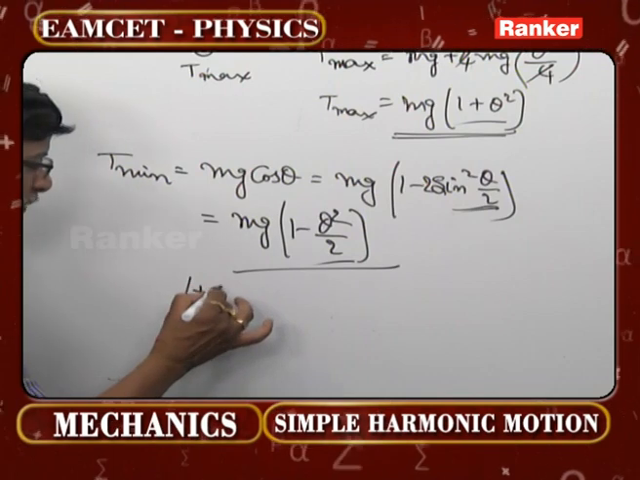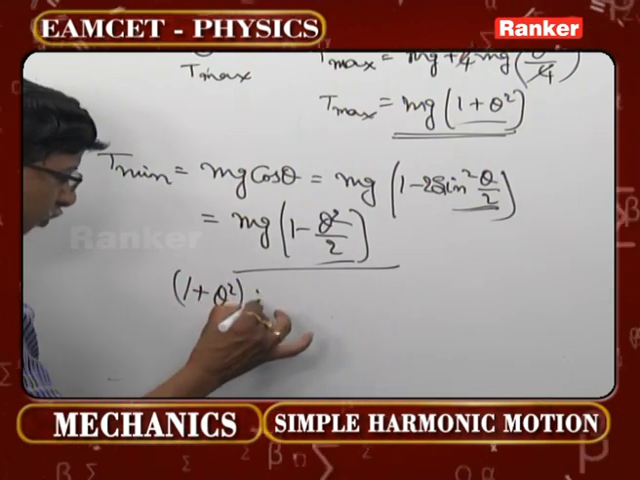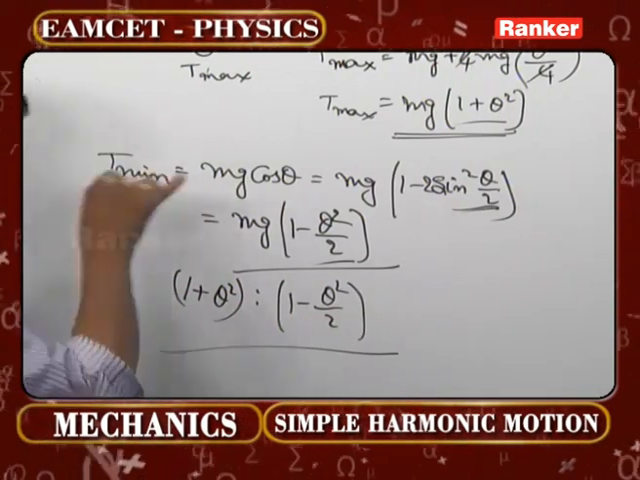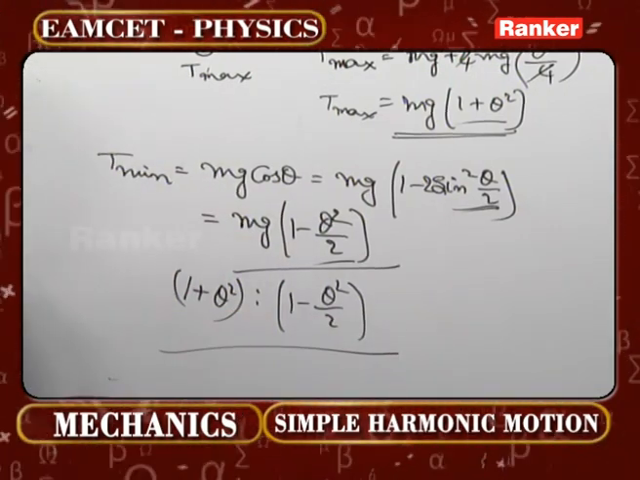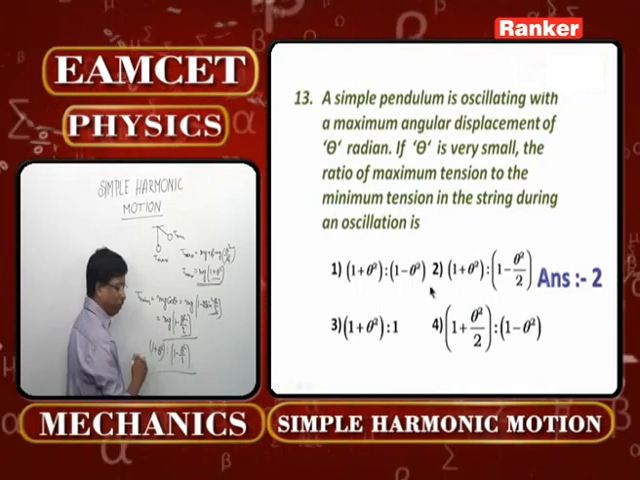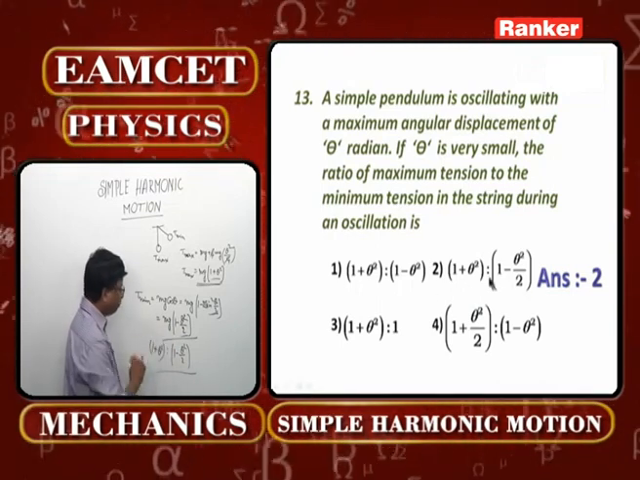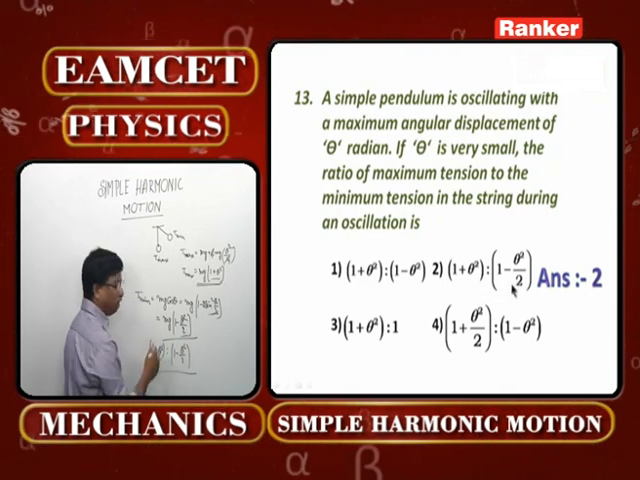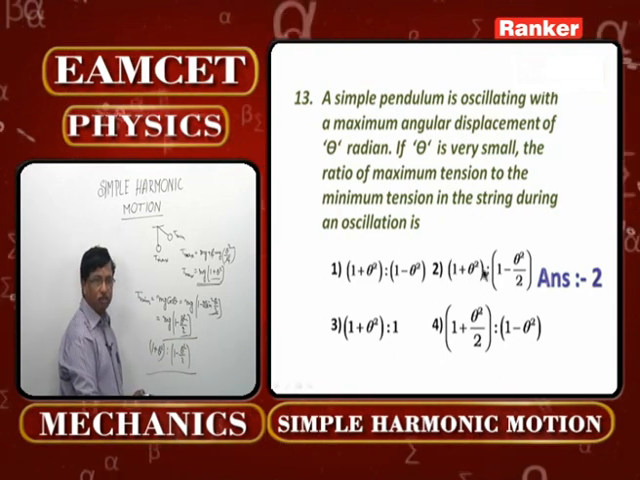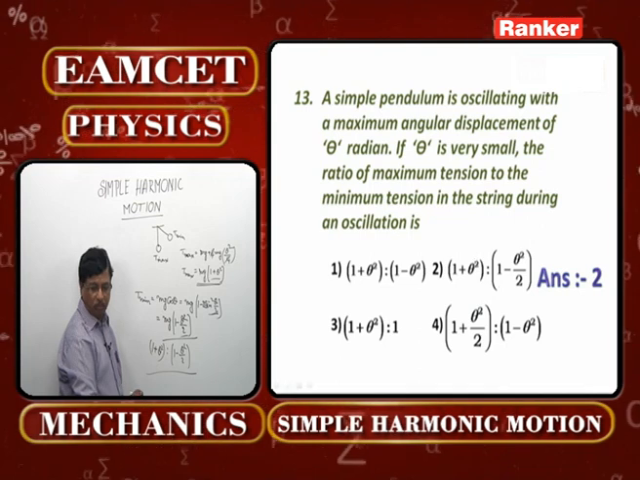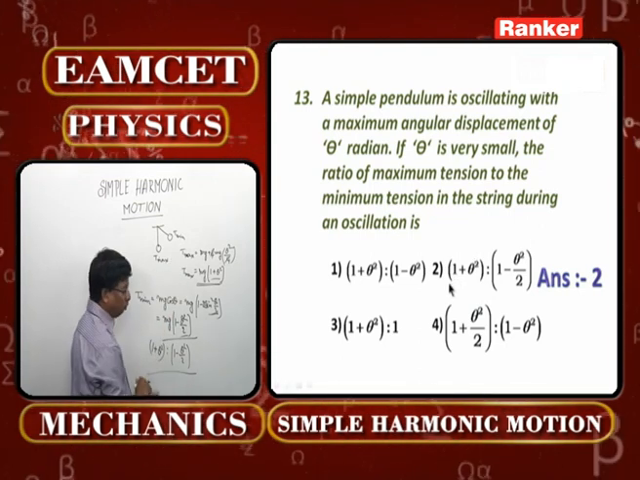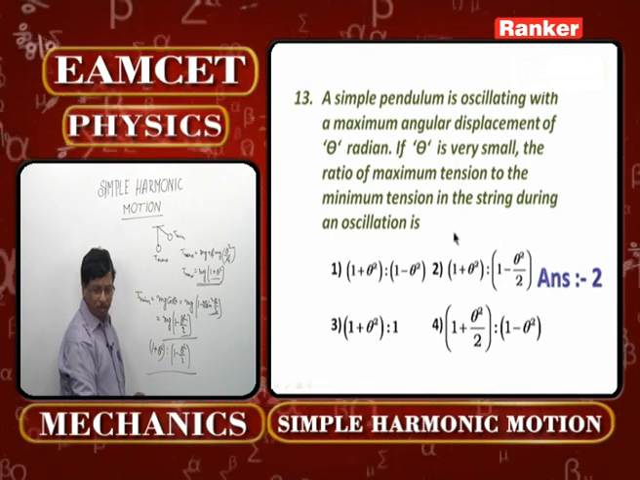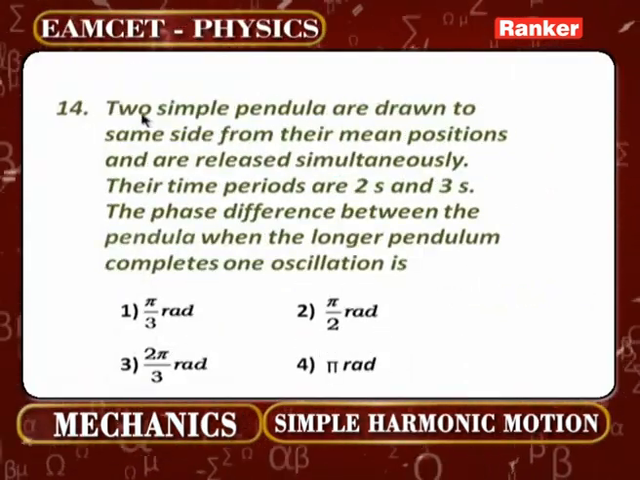That means 1 plus theta square is to 1 minus theta square by 2. This must be the corresponding option. So which option is tallied there, you look at carefully. 1 plus theta square is to 1 minus theta square by 2. This particular option is the second option for this question number 13. So this is purely a mathematical model based on simple harmonic motion as such. Now check the next problem, that is problem number 14.